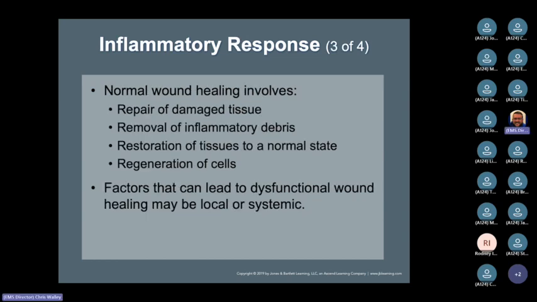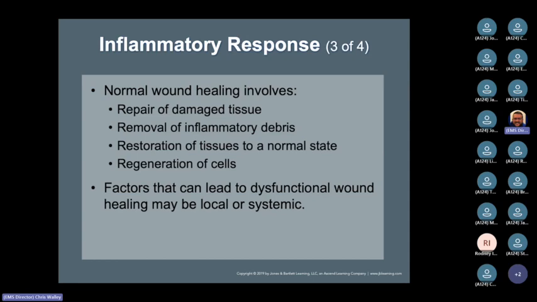Injury resulting in repair. Resolution and repair. How about that? Normal wound healing involves 4 steps: repair of damaged tissues, removal of inflammatory debris, restoration of tissues to a normal state, and regeneration of cells. Wounds heal by primary or secondary intention. Primary intention occurs in clean wounds with opposed margins. Secondary intention occurs in large, gaping, or infected wounds. Those are those more pronounced, prolonged inflammatory phases.